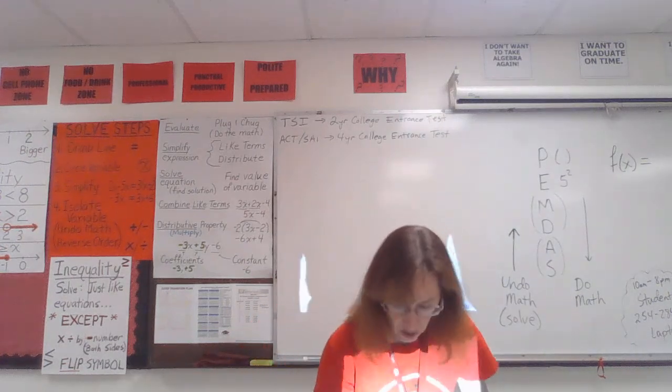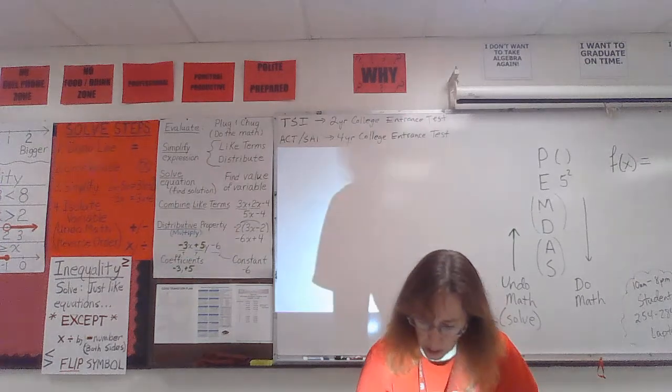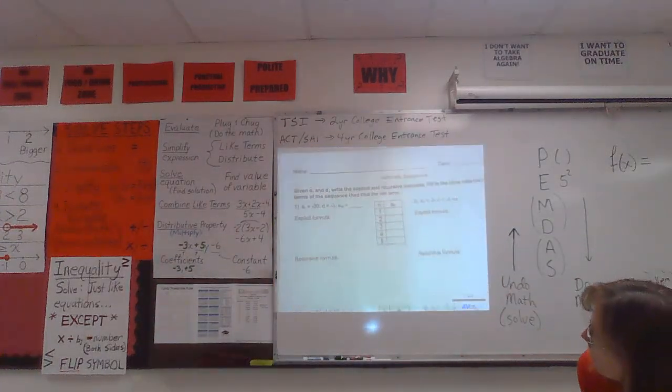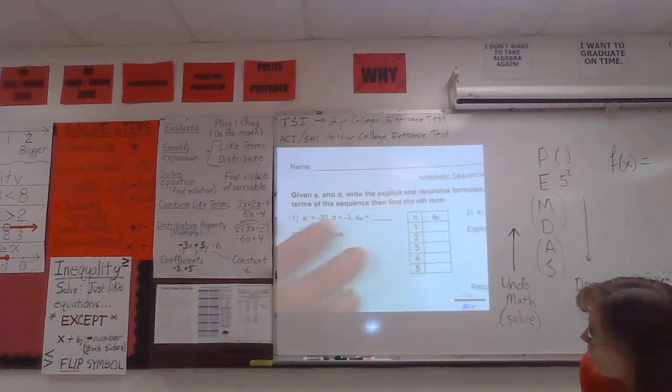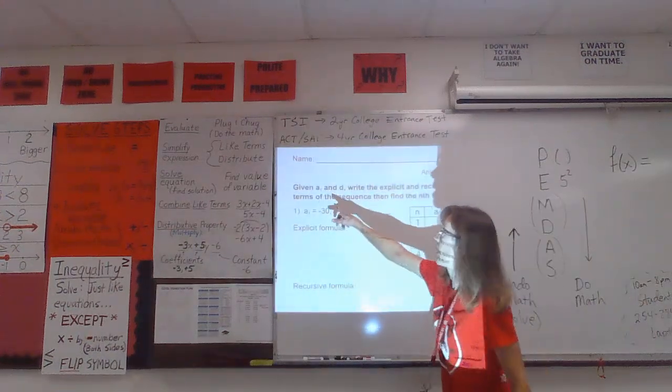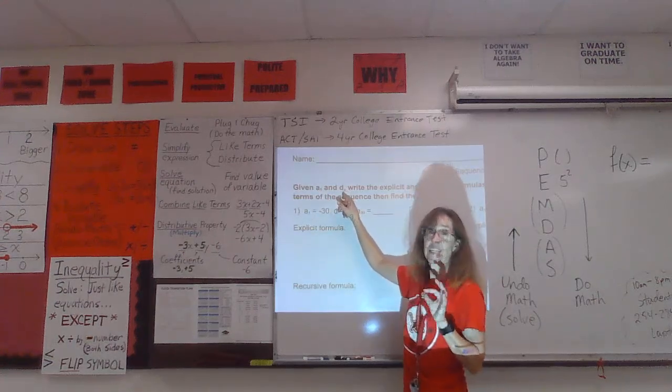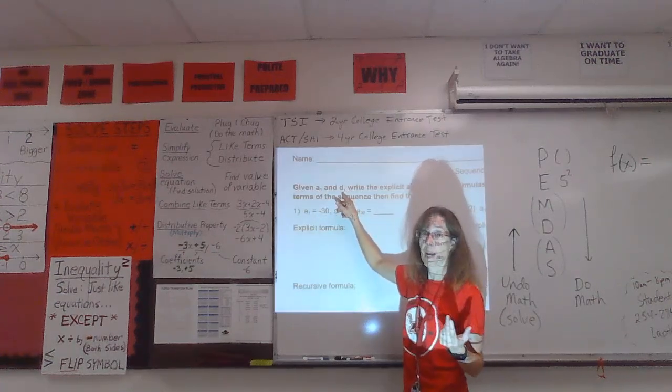All right, so now let's go do these problems. We've already talked about the first page, so let's go look at the second page. Here we go. Here is the second page. I'm going to make this bigger. So the directions say they're going to give you a sub 1, which is the first term, and they're going to give you D. D is what you're adding or subtracting.